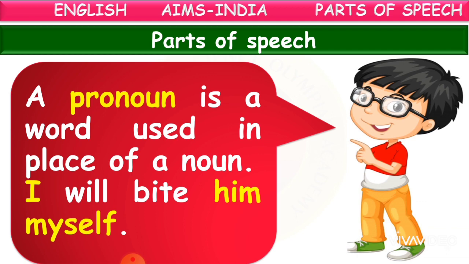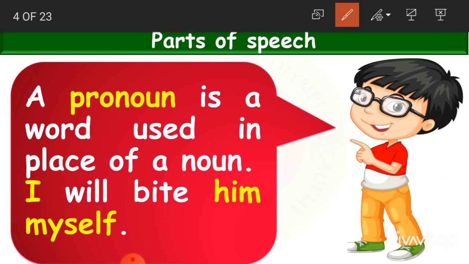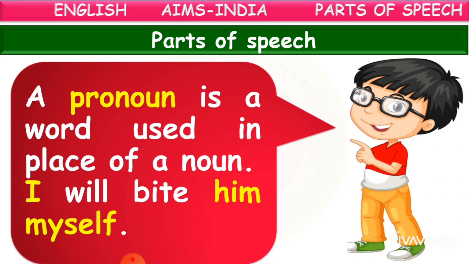Yes or no? Suppose here, instead of I, we can use Sita. Sita will bite him. For him, we can use another name, like Sharath. Sita will bite Sharath. Instead of myself, we can use herself: She will bite Sharath herself. We are using these words instead of nouns, so these 3 words are pronouns. Yes or no children? Understood? Now, we'll go to the next part of speech.